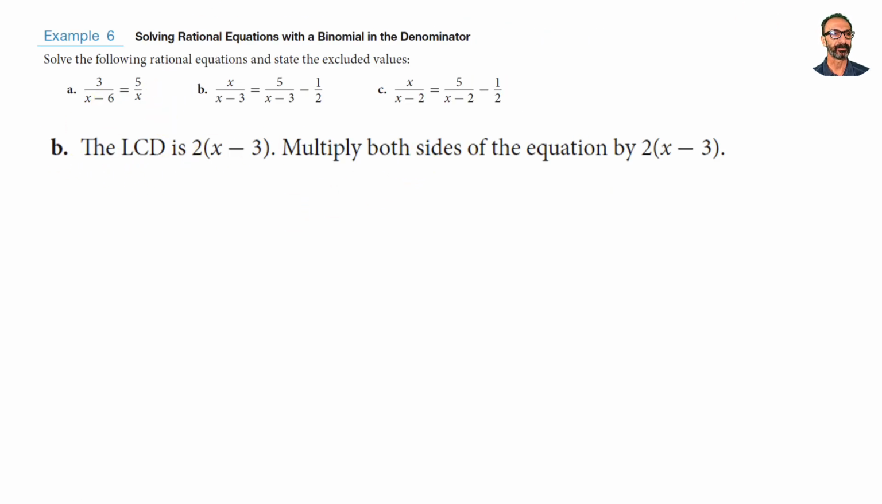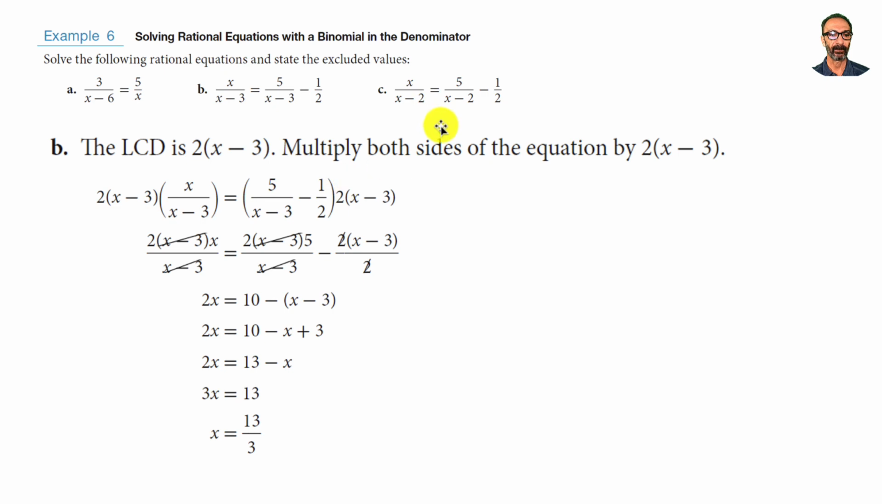Part B. Looking at part B, we need a common denominator, so the common denominator will be between x minus 3 and x minus 3, which is the same thing, and 2. They don't have anything in common, so I need to multiply them. So it's 2 multiplied by x minus 3 combined, and that's my LCD. Bring it to both sides. Do the math. Distribute, simplify, cancel.